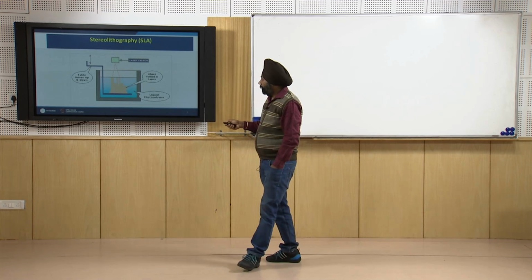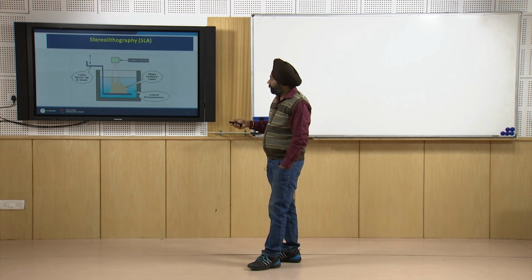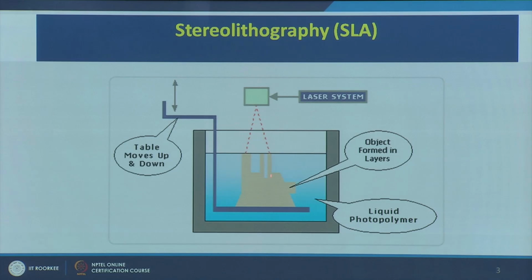So this is a table which moves up and down depending upon the requirement. There is a laser system, this is the object that is formed, and the blue color portion is the liquid photopolymer which is sensitive to the UV laser. So these are the important components of any SLA system.